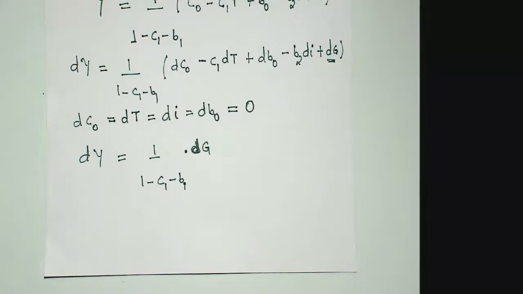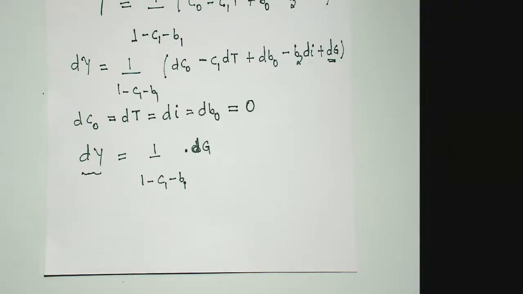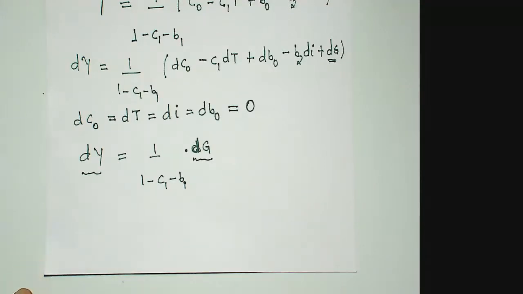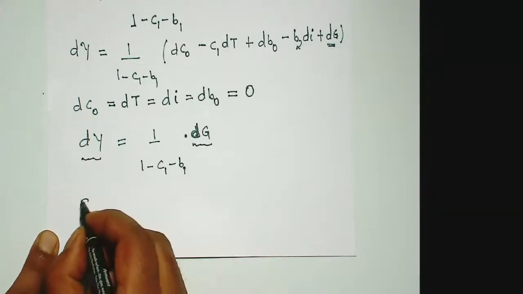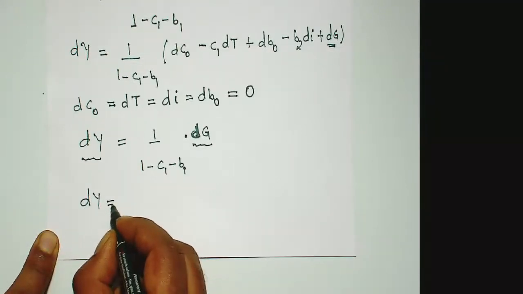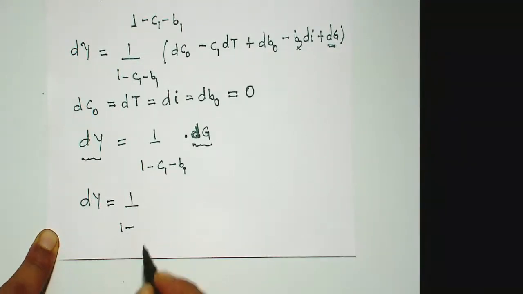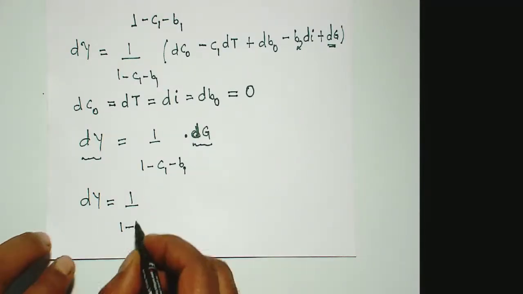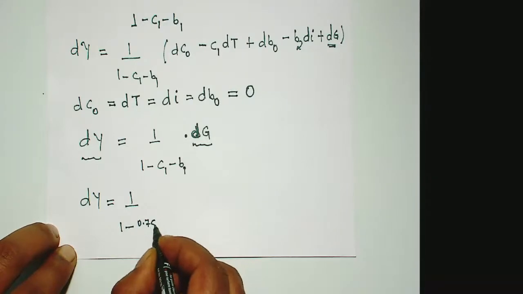And we are asked to identify by how much our income would change, that is to say, what would be our dY if our government expenditure changed by 10 units, that is to say, if dG is 10. So we would calculate dY is equal to 1 over 1 minus C1, which from our table is given to be 0.75.